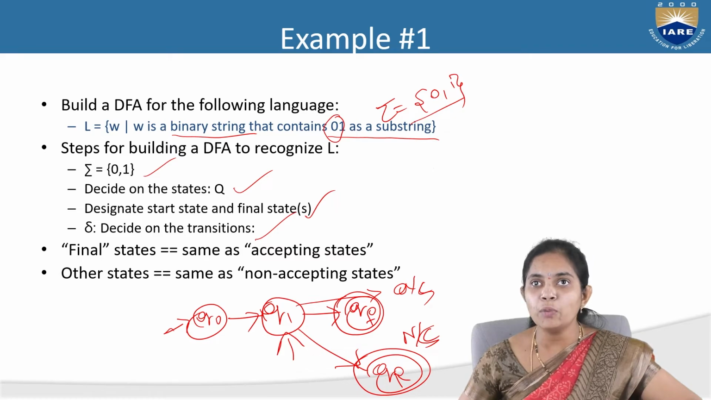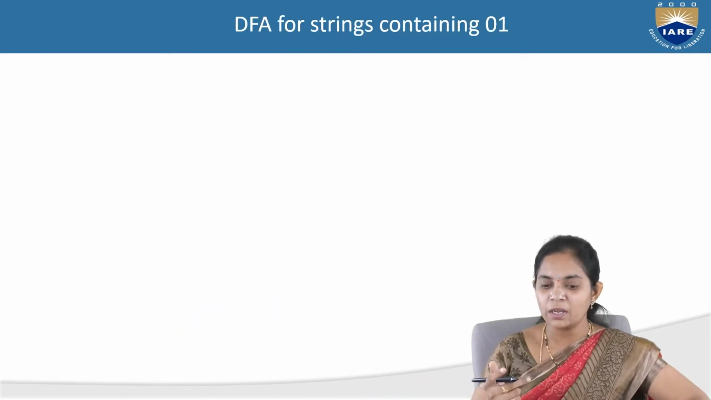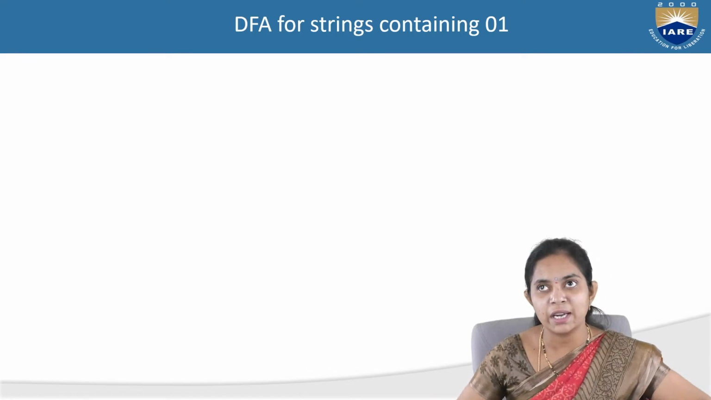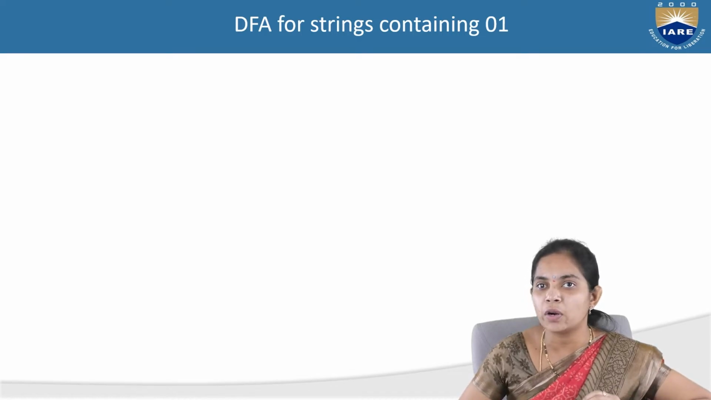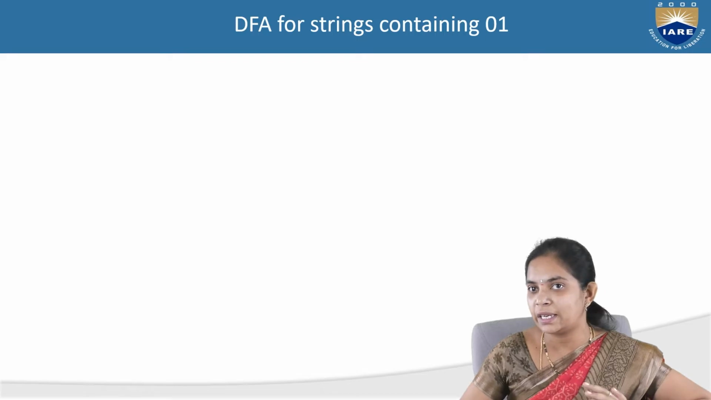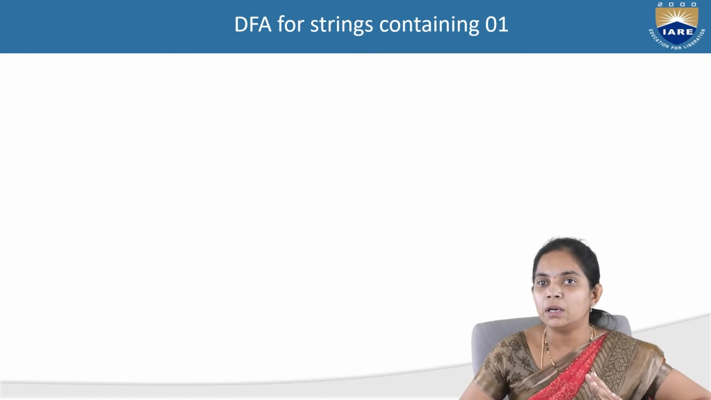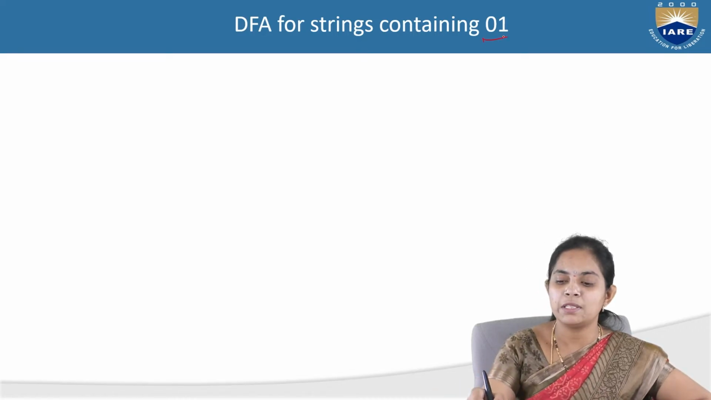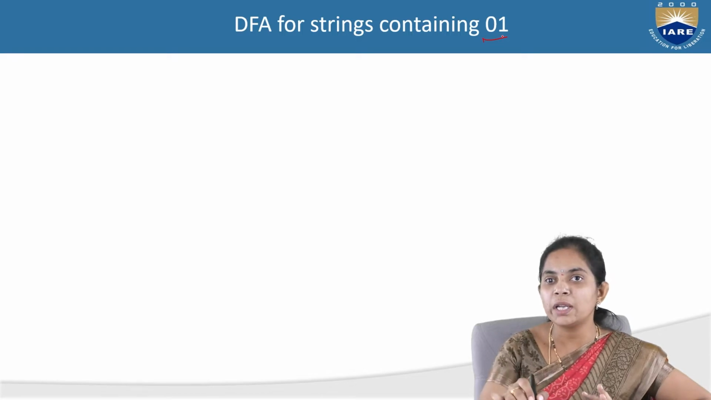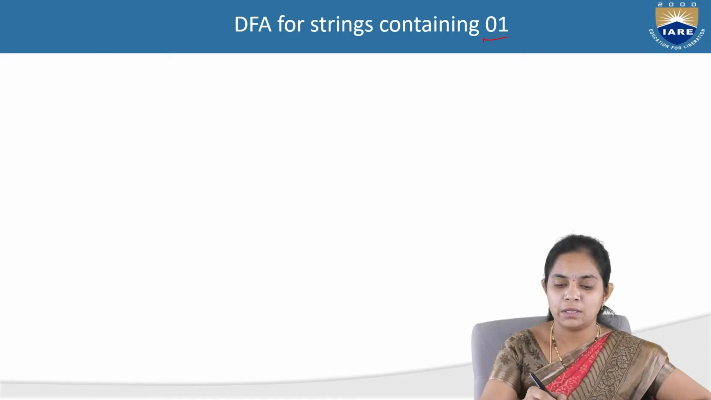Next, let us see how we construct a DFA for the strings containing 01. There is no condition in the language about how the string starts or ends. It is a substring that we need to place in every string. The substring should be 0 and 1, and it is a sequence of 0, 1, not just a 0 and a 1.